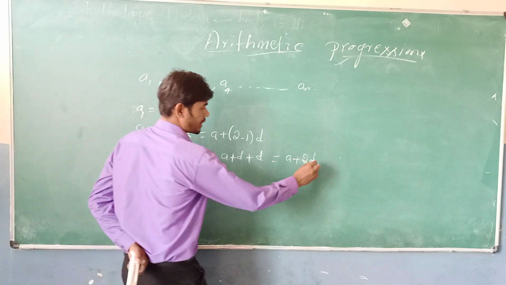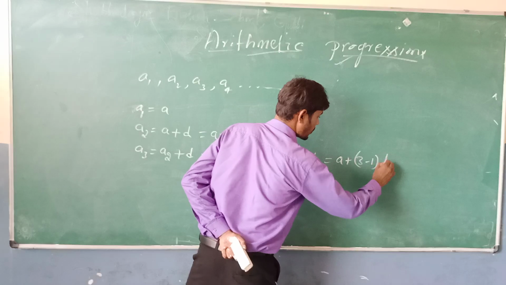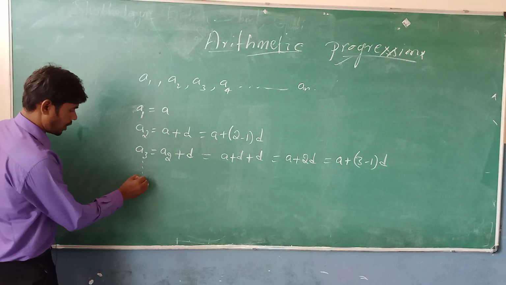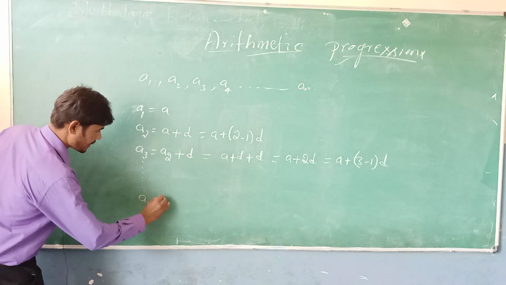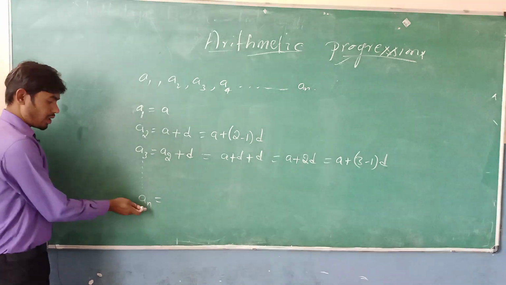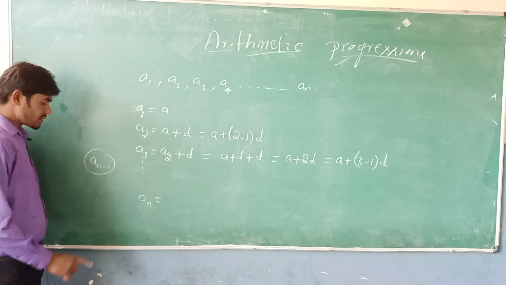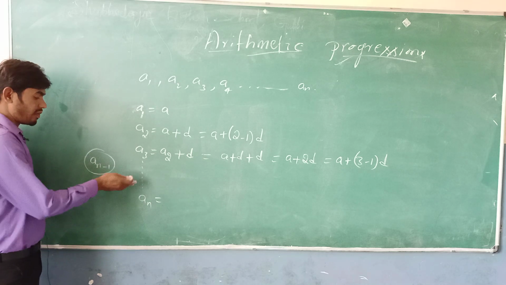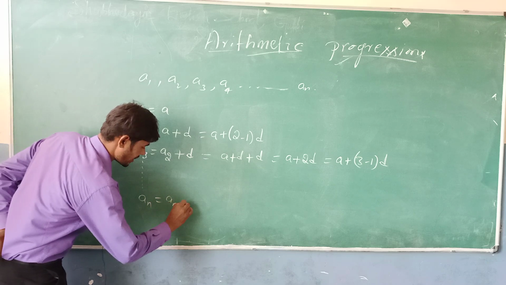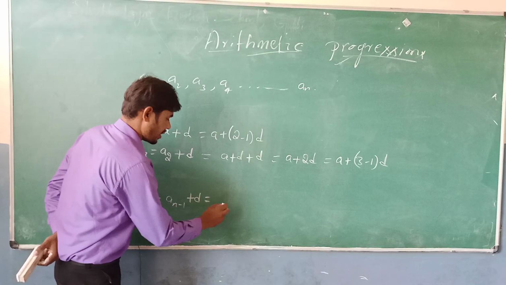Here it can also be written as A plus (3 minus 1) into D, and so on. How can the nth term be written? In the nth term, the previous term will be an minus 1, because we subtract 1. Then we will get the previous term: an is equal to an minus 1 plus D.